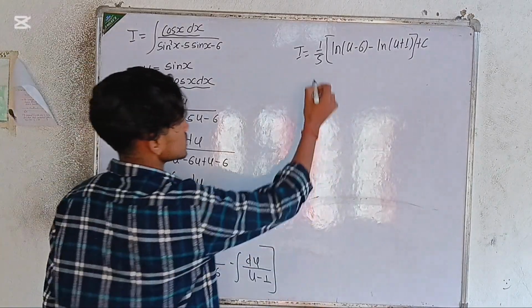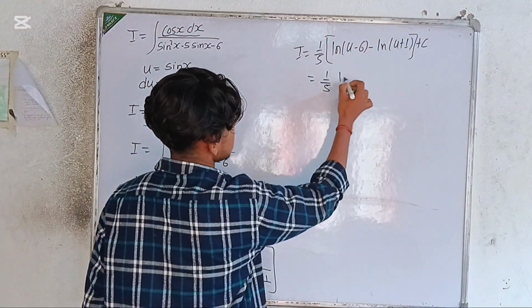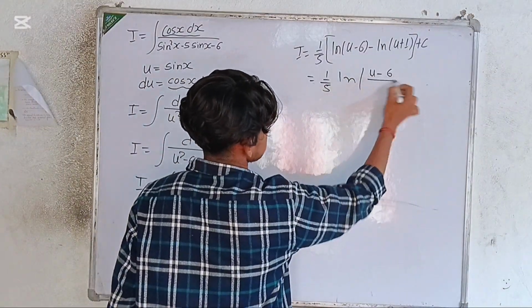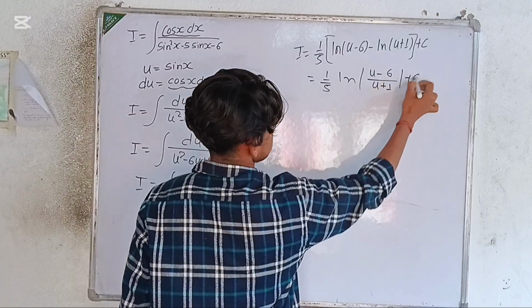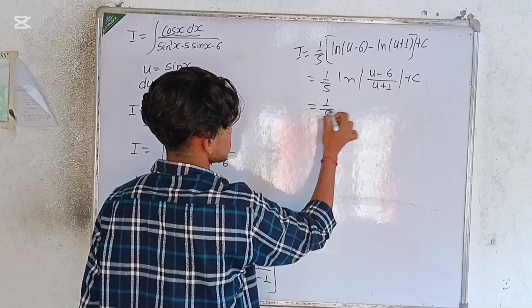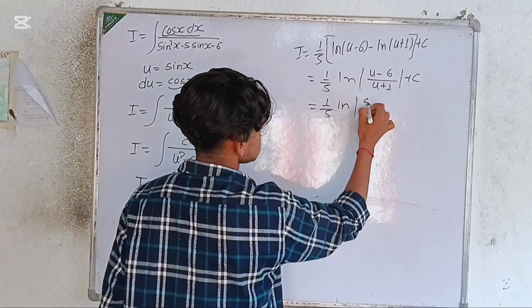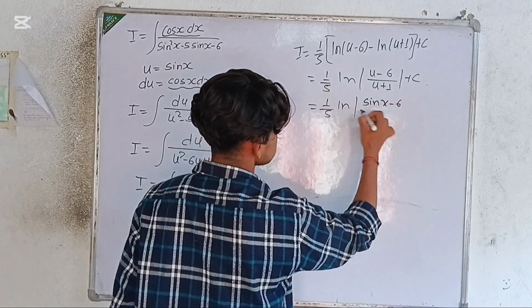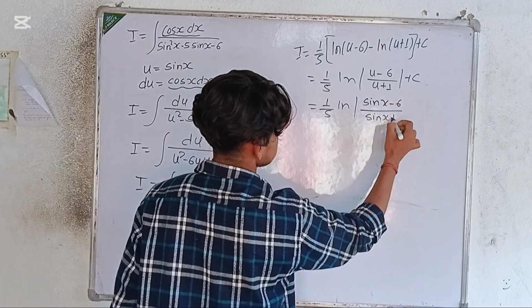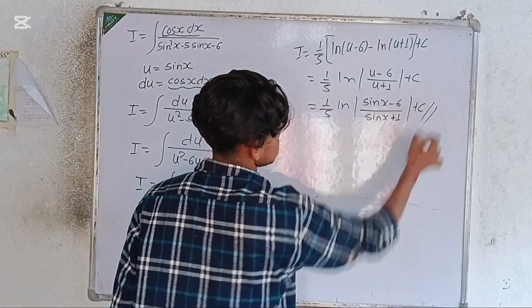And this is going to be 1 over 5 ln of u minus 6 over u plus 1 with some constant c, and this is going to be 1 over 5 ln of sin x minus 6 over sin x plus 1 with some constant c.